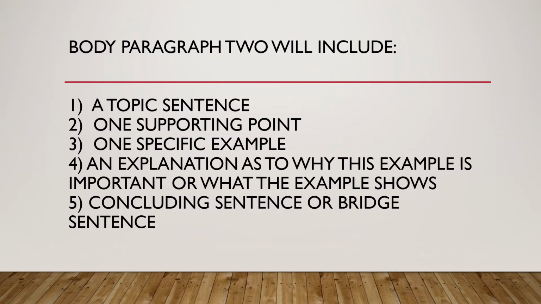Similar to body paragraph 1, body paragraph 2 will include a topic sentence, at least one supporting point and one specific example, an explanation as to why the example is important or what the example shows, and finally a concluding sentence or bridge sentence. Students can write a concluding sentence to complete each body paragraph. The concluding sentence shows that the writer has finished discussing a particular point which relates back to the thesis statement.